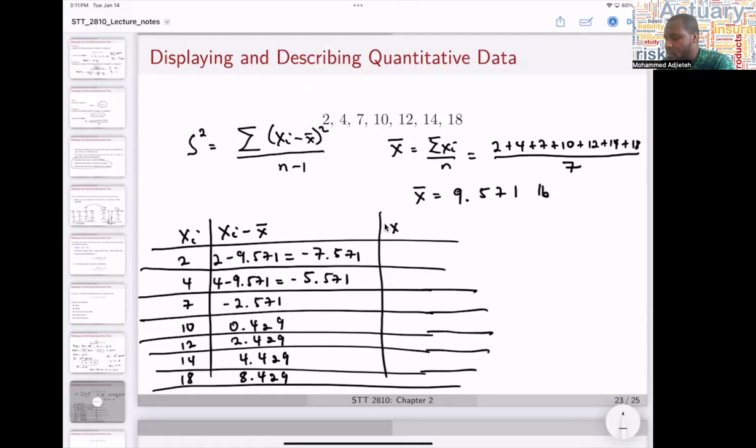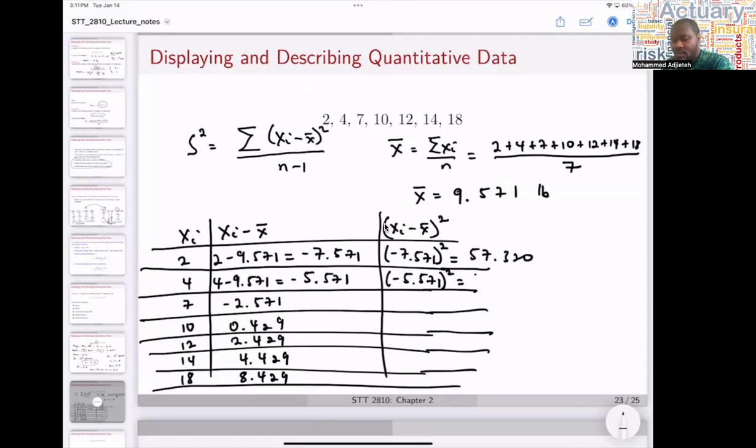Then we want to compute the last column. We want to do xi minus x bar, all squared. What it means is that whatever is here, we square them. Now, it's very important that when you are doing this, you put them in parentheses. Otherwise, you are going to get negative numbers. So from here, it's going to be negative 7.571 all squared, negative 5.571 all squared.